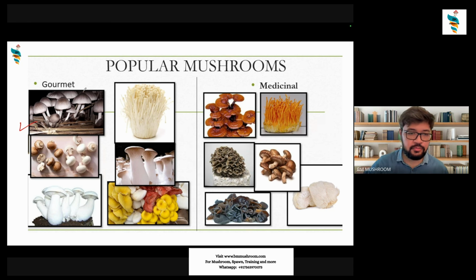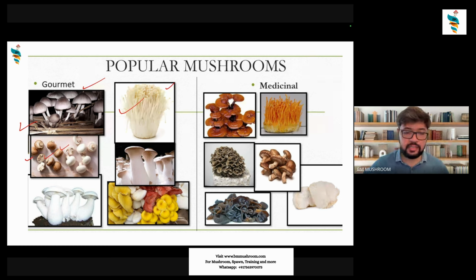This is paddy straw mushroom, one of the most delicious mushrooms grown in summer climate. This is enoki mushroom. It grows on hardwood sawdust and several other varieties of substrate as well. This is known as winter mushroom, okay, because it grows in winter or it needs cold temperature. This is button portobello. These kinds of mushrooms also grow in winter only.